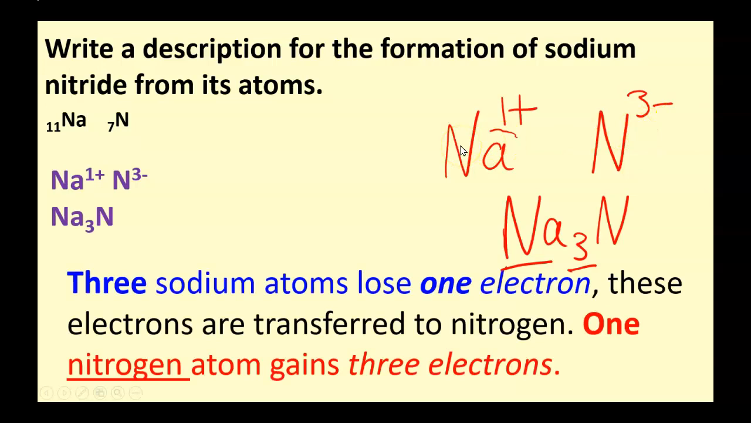We have the following. 3 sodium atoms lose 1 electron. These electrons are transferred to nitrogen. 1 nitrogen atom gains 3 electrons. You may want to copy this down. So pause the video if you wish to, and then we'll move on to another example.